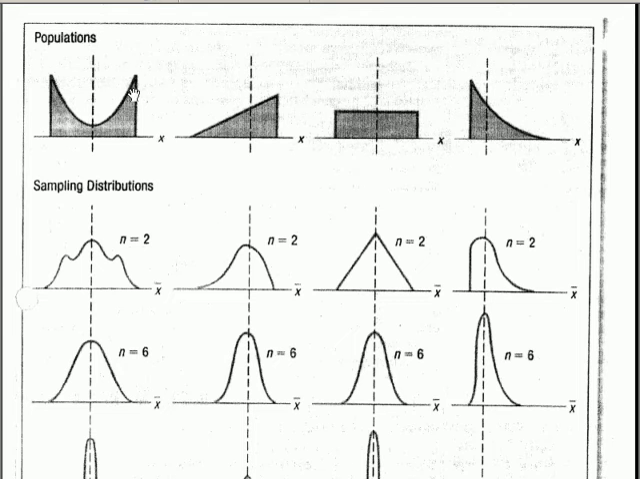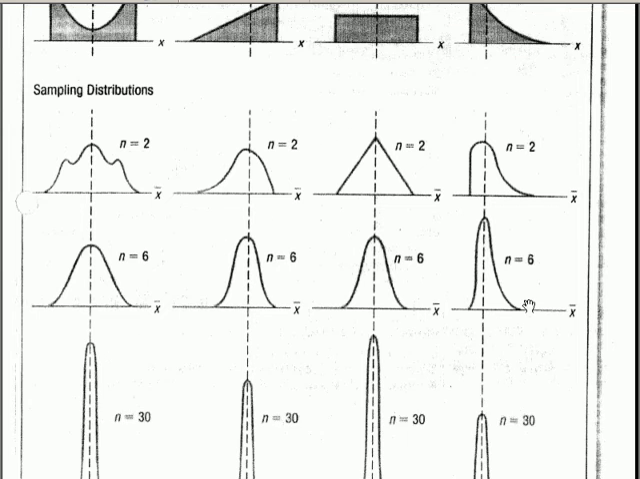OK, so this is a distribution. Here's another distribution. Here's our uniform distribution. Here's our exponential distribution. These are heavily skewed, right? But look what happens at n equals 2. That means our sample size was 2. Down here, n equals 6.